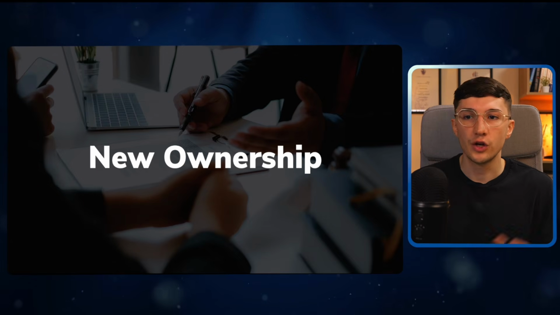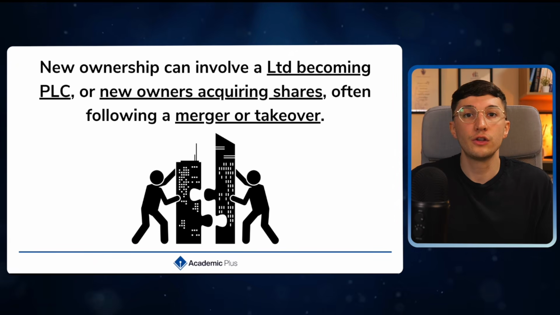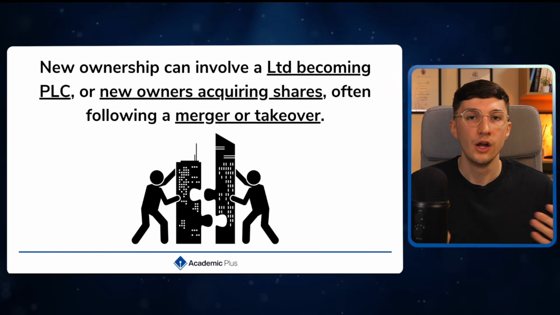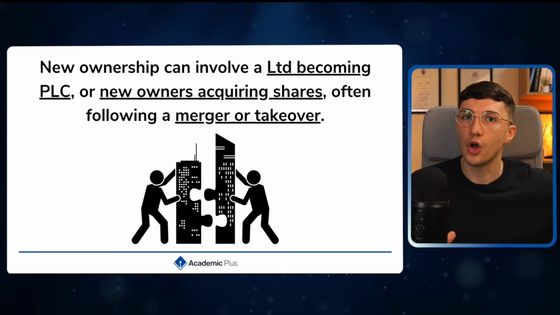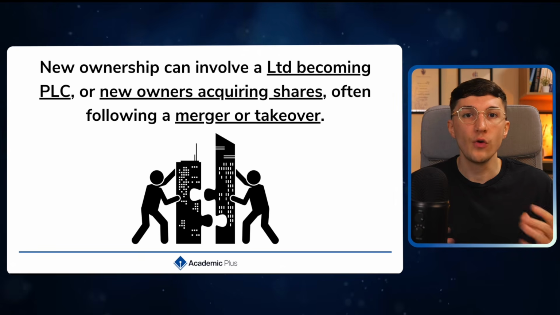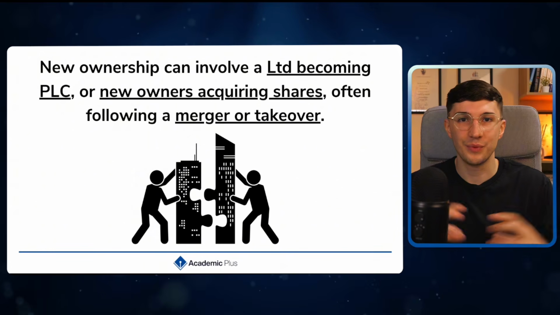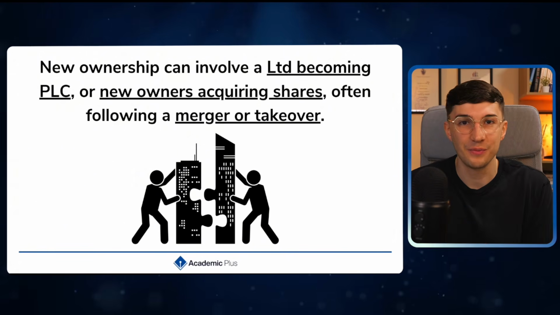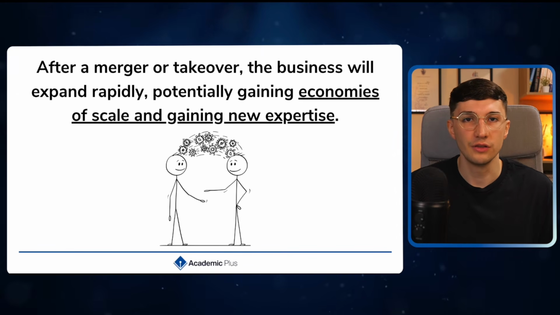The next cause of change we can also look at is new ownership. Now, new ownership can come in different ways. First of all, we could go from a private limited company to a public limited company. So the ownership structure of the business starts to change dramatically because we're bringing on a lot of new shareholders who may not have personal connections with the business. Or it could be because of a merger or a takeover. So we've got a new company merging with ours, so the ownership structure has changed, or another company has completely taken over my company.